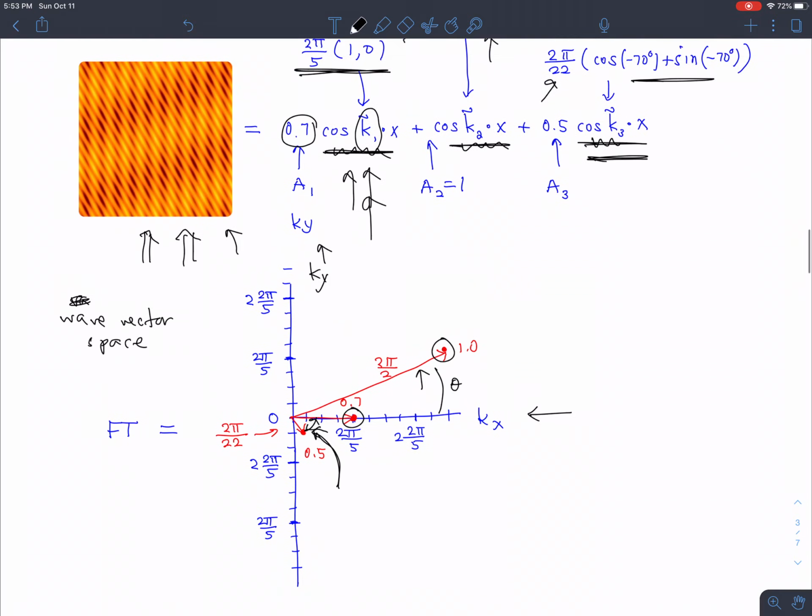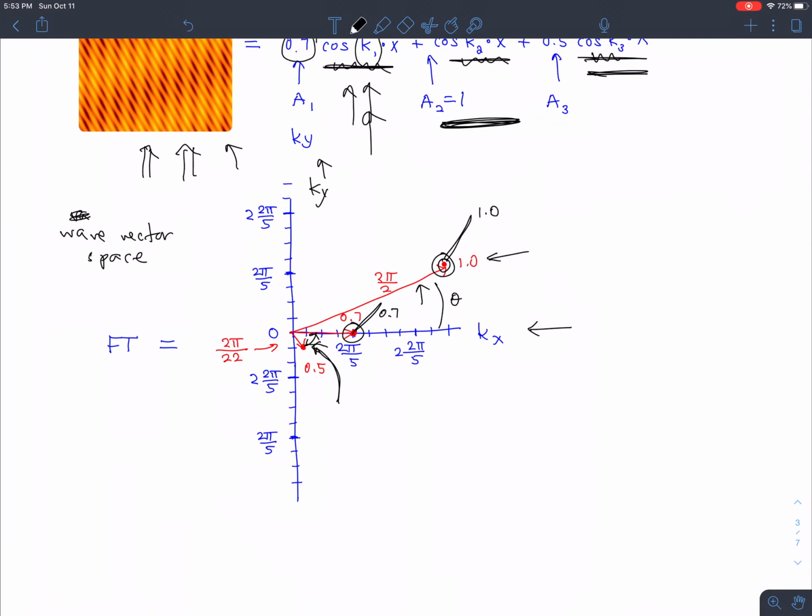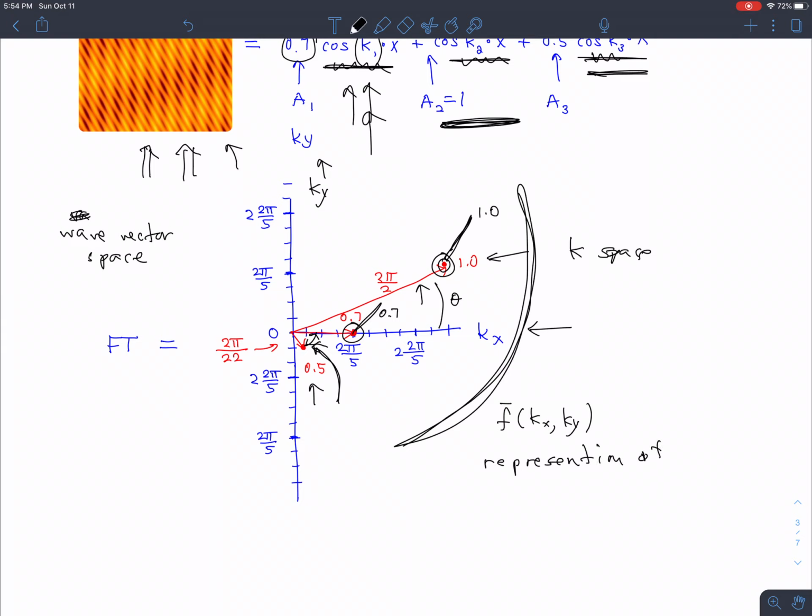And notice also that the height of this dot, you can think of this as being a spike pointing up out of the page, each of these. This one's got a height of 0.7, this one's got a height of 1.0, this has got the greatest height, therefore it's making the biggest contribution, this wave is, to the picture. And then finally, this one's got a height of 0.5. So between the heights of the spikes and the positions of the spikes in wave vector space, in K space, this set of information, or this function, if you like, you can think of it as a function of kx and ky, is also a representation of the image above.